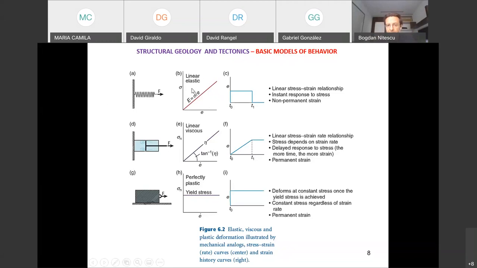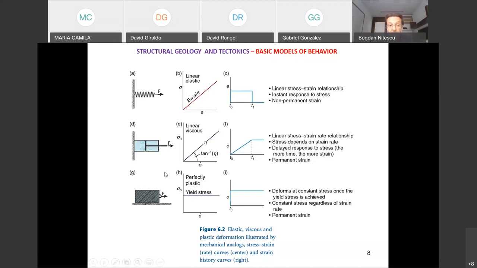You apply a certain stress to the spring and you get a certain deformation. And in time, the moment you apply the stress, you get the strain, and the strain stays like that up to the moment you release the stress. Being elastic deformation, it is non-permanent strain. So basically, the spring recovers. I think this is a basic model of behavior we all understand very easily. We all played with springs, so we know this.